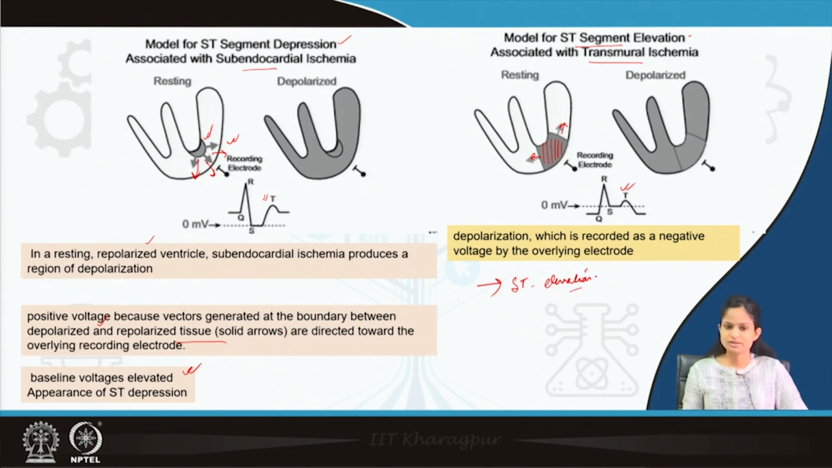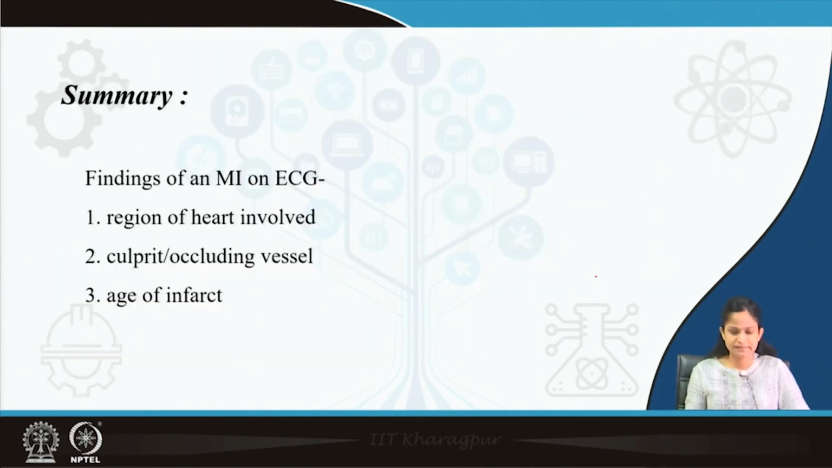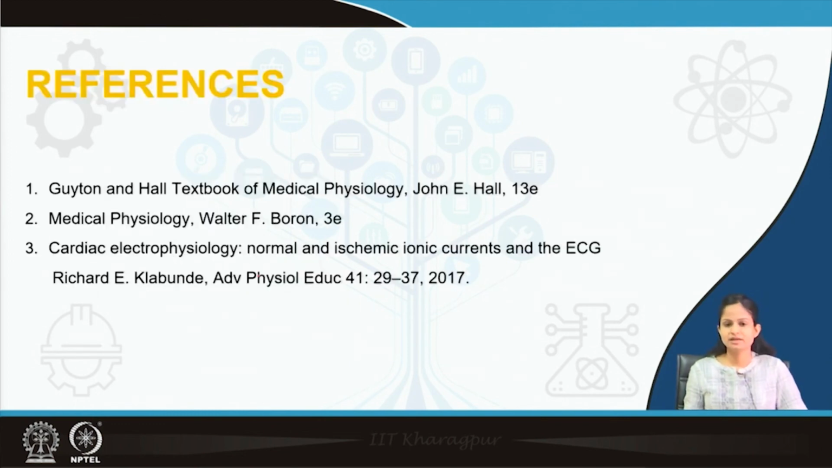So, these are the physiological changes we tend to see in myocardial infarctions. Whenever any ECG is given to you, you are supposed to see which region of the heart is involved, besides the sinus rhythm, PQRS complexes, normal axis, the culprit or the occluding vessel, and age of the infarct, whether it is acute, subacute or old infarct. So, with this I would like to conclude today's topic. Thank you.